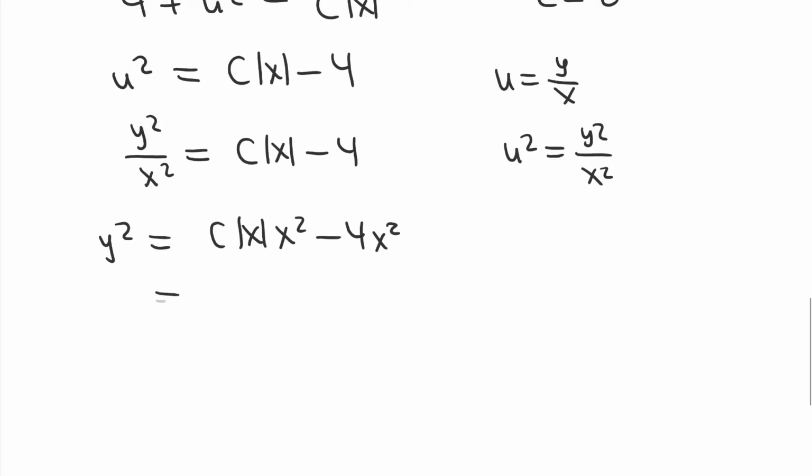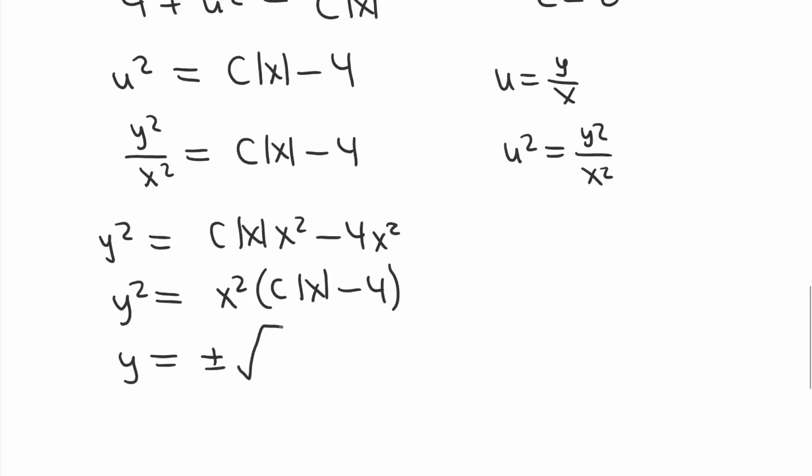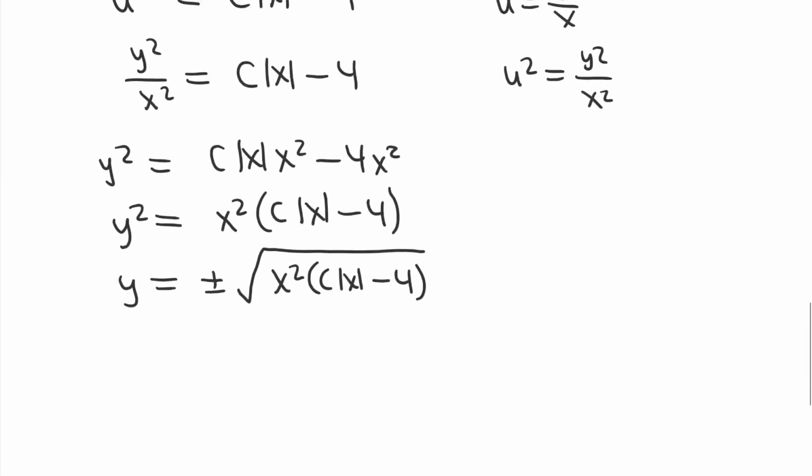You can write it like that, but I actually prefer to factor out the x squared. You'll see why in a second. Because when I take the square root of both sides, I get y is plus or minus the square root of this big thing here. And we can break this up because the square root of x squared part in the front gives us the absolute value of x. Right? Square root of x squared is the absolute value of x.